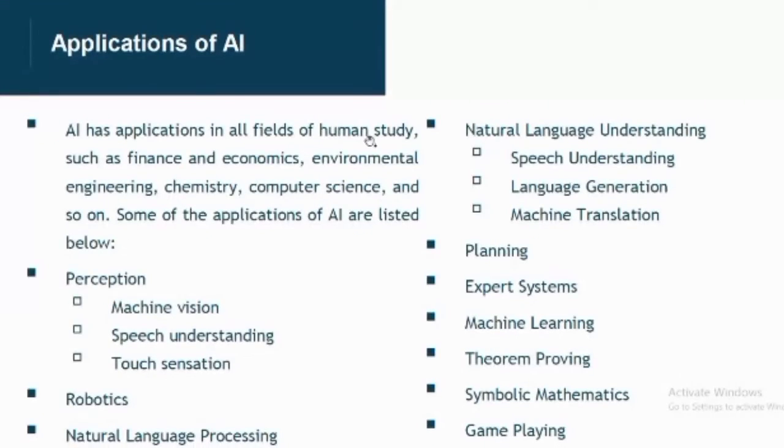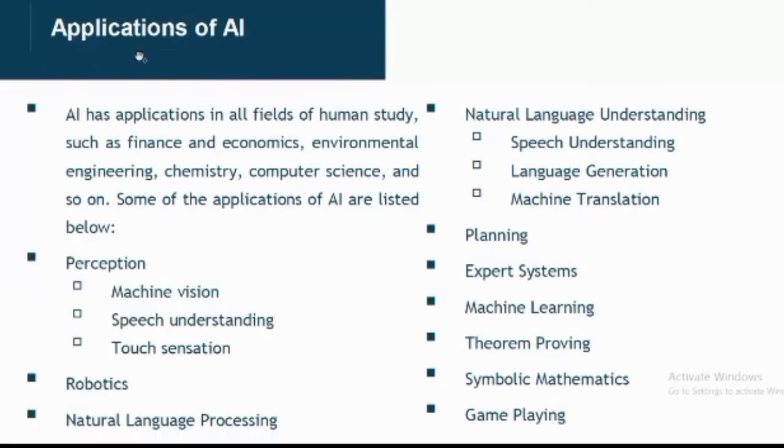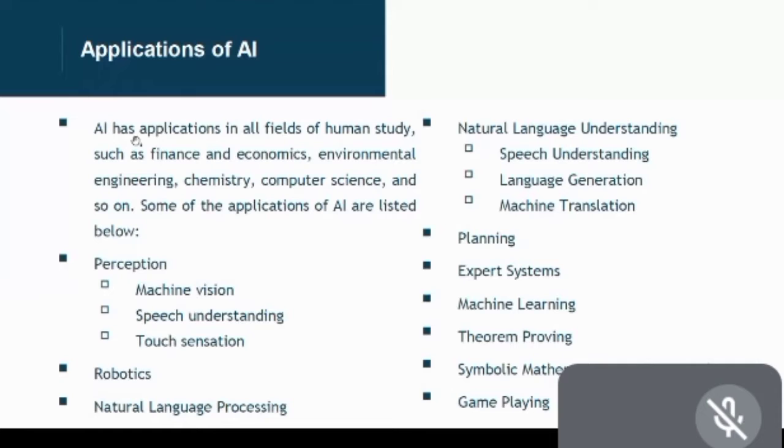Applicable nowadays. Okay, so that is the applications of AI. AI has applications in all fields of human study, such as finance, economics, environment engineering, chemistry, computer science, and so on. So you take any field in today's world. Okay, you take any field. AI is applicable nowadays.